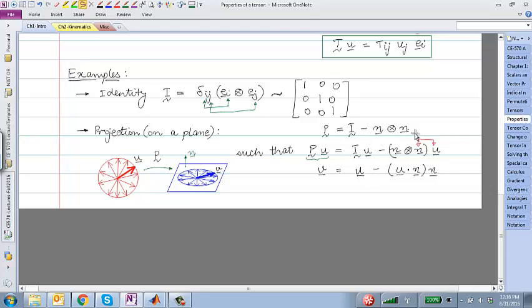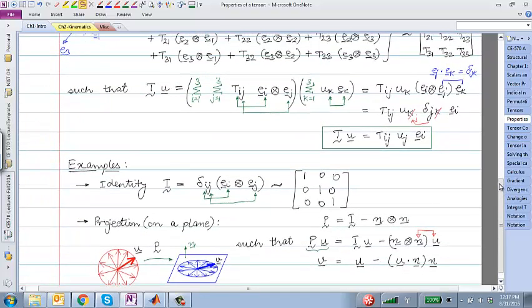I expressed it in the form of a tensor and checked its operation on an arbitrary vector u that gave me the mapped vector v, which was always in the plane. So this is an example of how a tensor acts on a vector.